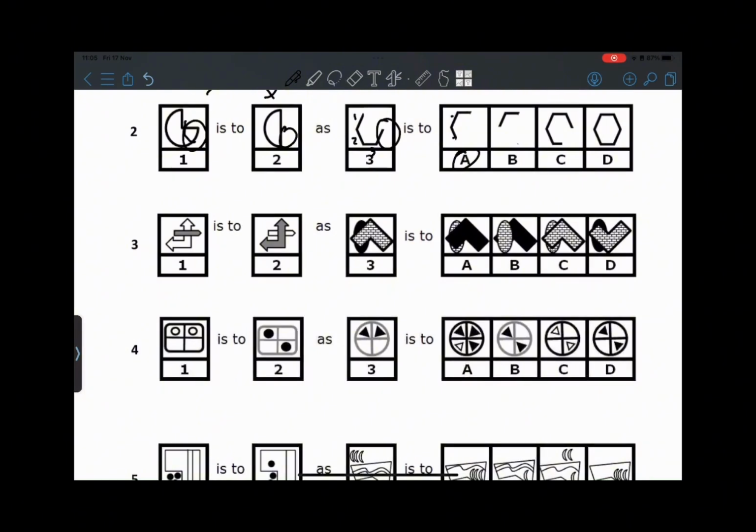This one, the bottom shape comes to the top. So let's do that first. Bottom shape comes to the top, and you're left with B.